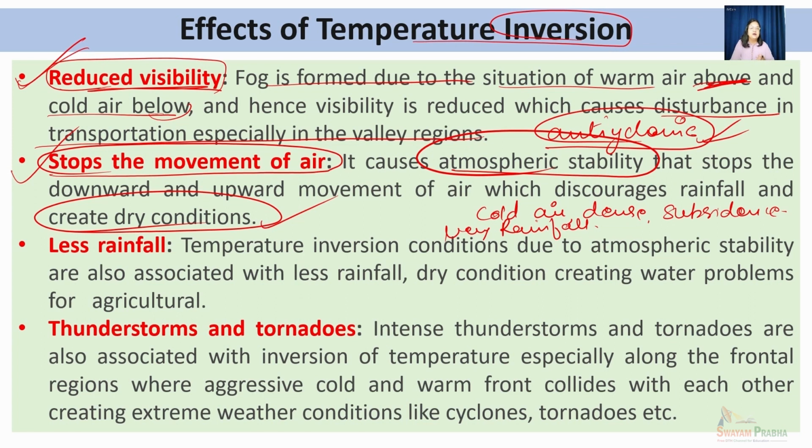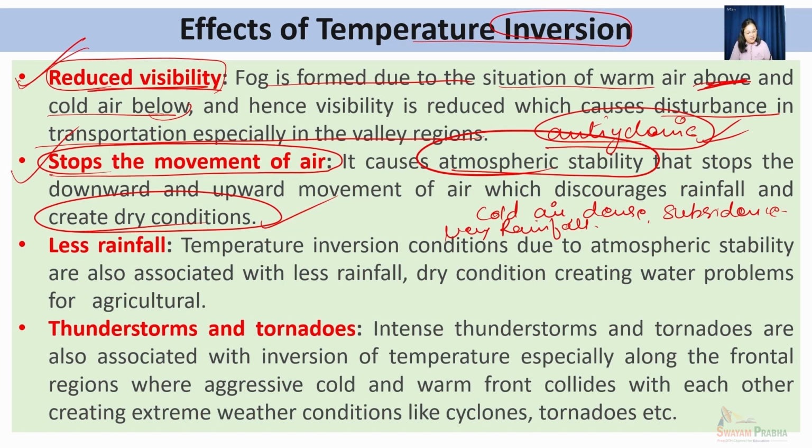Whereas in certain areas, specifically those associated with the advectional type of temperature inversion, especially in the frontal regions, the temperature inversion, because of the collision of fronts, is also associated with fog and high precipitation. But mostly when the temperature inversion is in static conditions, the non-advectional type of temperature inversion, it leads to atmospheric stability and very little rainfall, especially in the middle latitudinal regions of the globe.